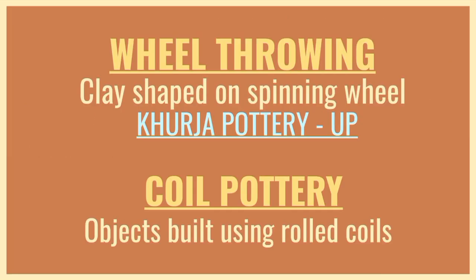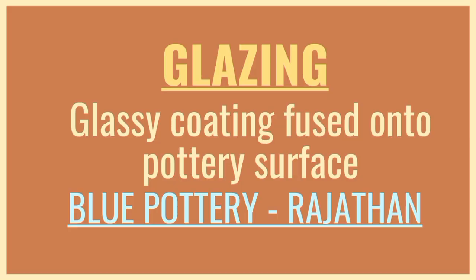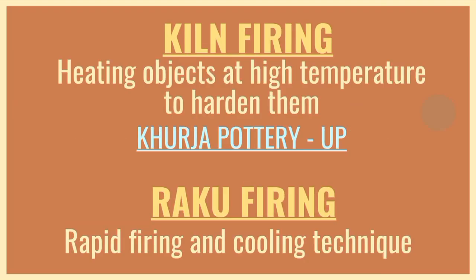So there is wheel throwing, the normal pottery that we do using the pottery wheel. Khurja pottery is an example of this. Then there is coil pottery. You create rolled coils of clay and then you stack them together or build your whole object using those coils. There is glazing, where a glassy coating is fused onto the pottery surface so that your pottery product is safe. Blue pottery from Rajasthan is an example.